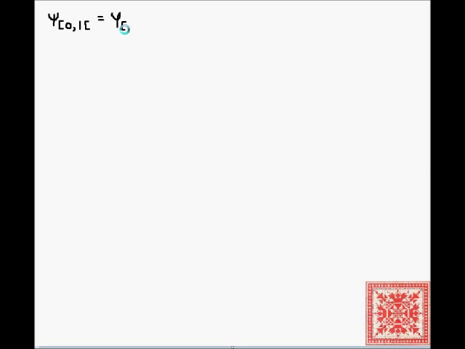So psi from 0 to 1, where 0 is included and 1 is excluded, is the basic Haar wavelet. It is defined as the difference between phi from 0 to 1/2, with 0 included and 1/2 excluded, minus phi from 1/2 to 1, with 1/2 included and 1 excluded. So this is the basic Haar wavelet.